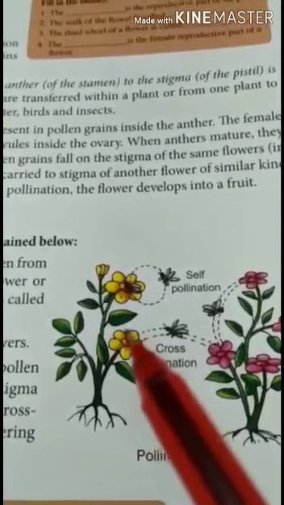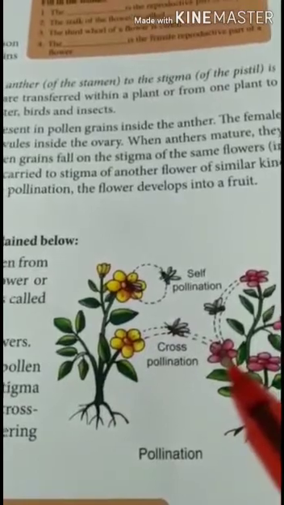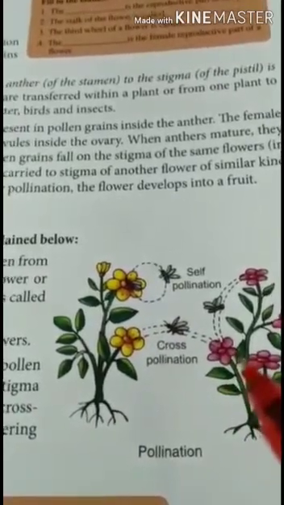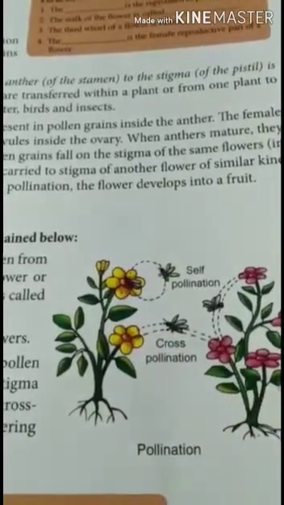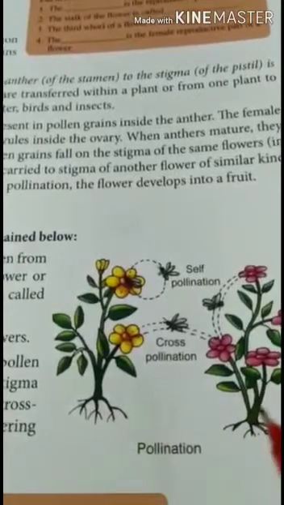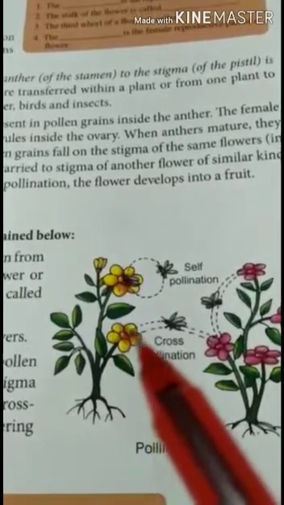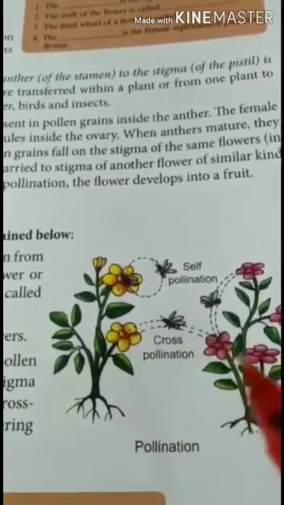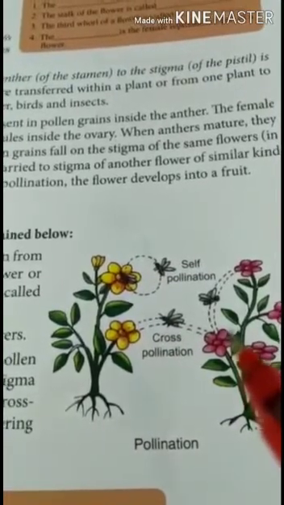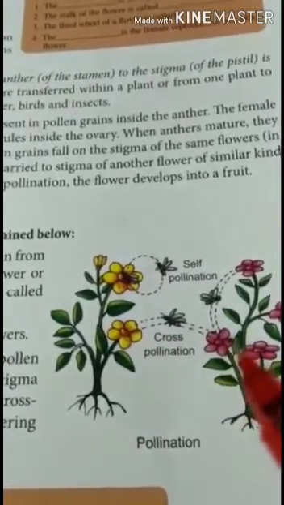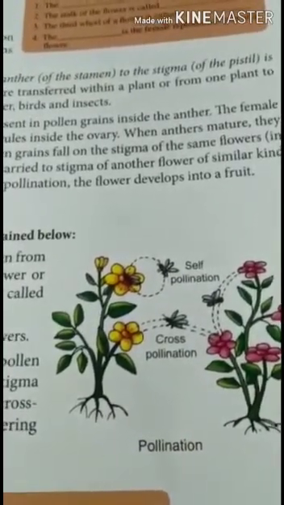Cross-pollination is, see, pollen grains from the anther of this yellow flower fall on the stigma of this pink flower, that is on another plant. That type of pollination is called cross-pollination. That means different plants, different flowers: transfer of pollen grains from the yellow flower of one plant to the stigma of the pink flower of another plant. Hope you must have understood this topic.